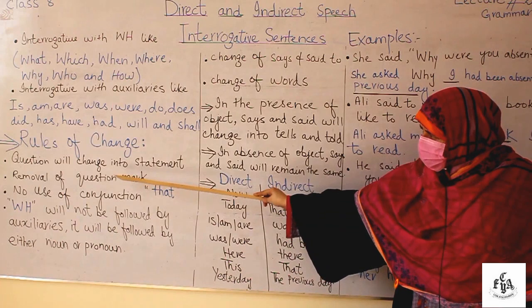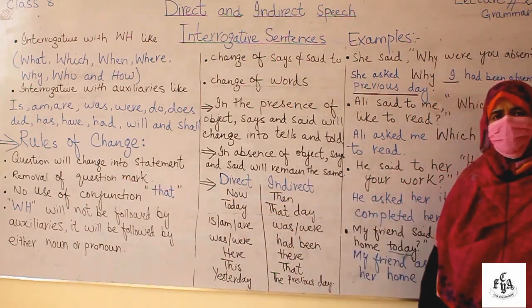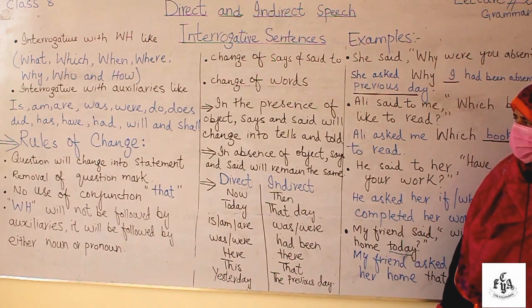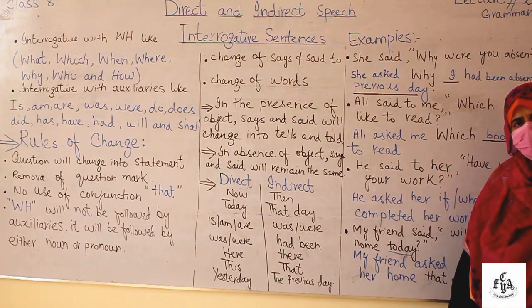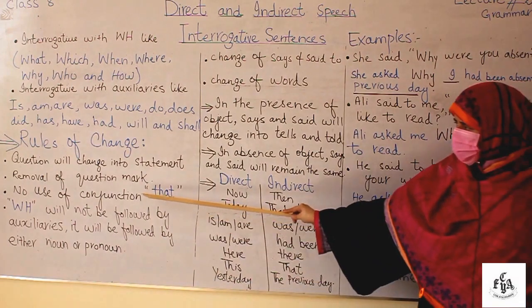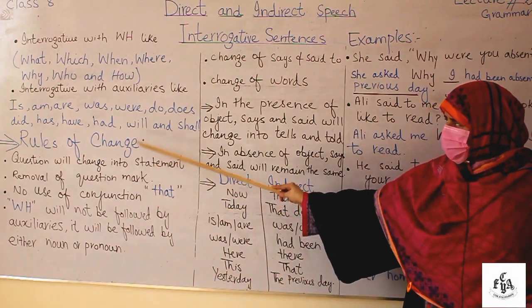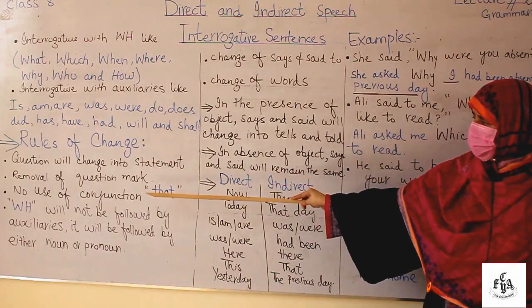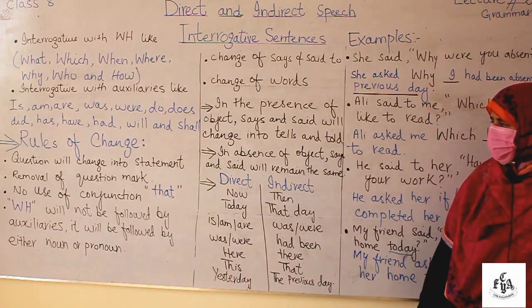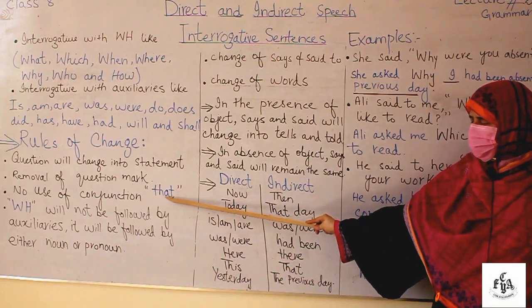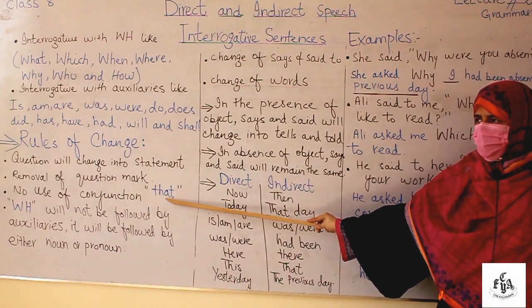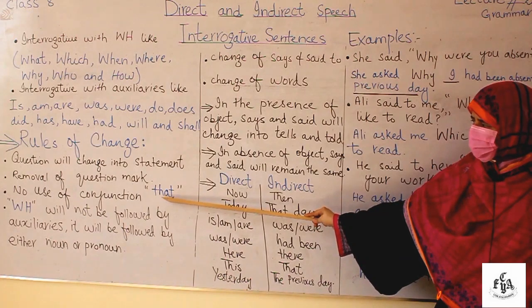In the same way, the question mark is removed, because as you are going to change that into a statement, automatically we have to remove the question mark from indirect speech. Then the main thing, this is very important: when we have an interrogative with WH, we are not supposed to use the conjunction that. As a rule we use the conjunction that, but with an interrogative with WH, you are not supposed to use it.